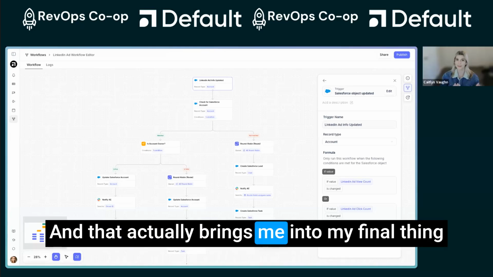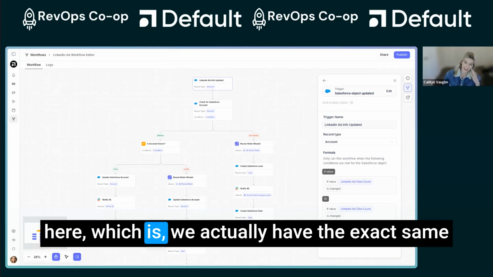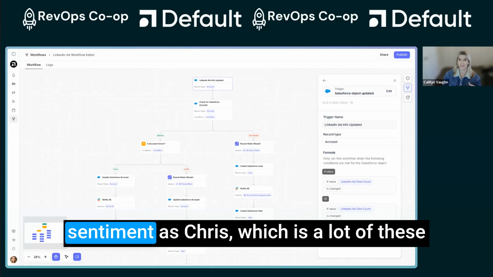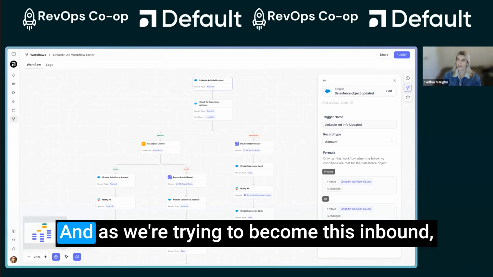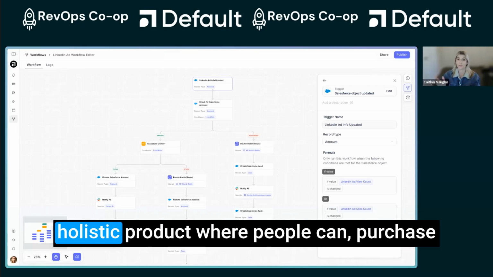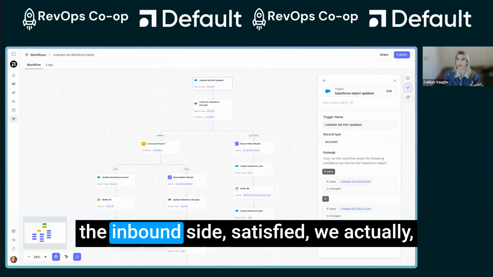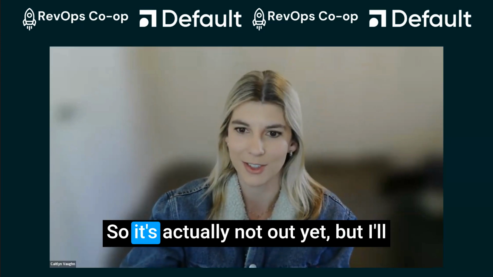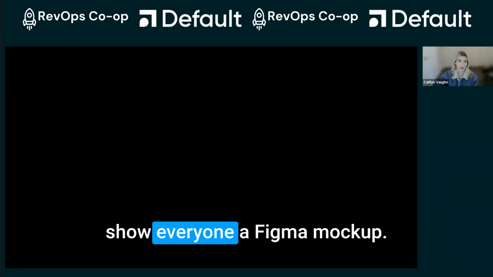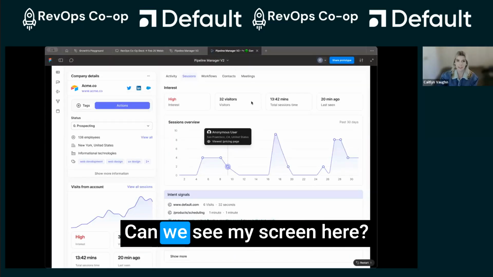And that actually brings me to my final thing here, which is we have the exact same sentiment as Chris, which is that a lot of these tools aren't always the best for signals. And as we're trying to become this holistic inbound product where people can purchase Default and then have everything on the inbound side satisfied, I'm going to show this to everybody. We're going to release this on Tuesday, so it's actually not out yet, but I'll show everyone a Figma mockup. Can we see my screen here?